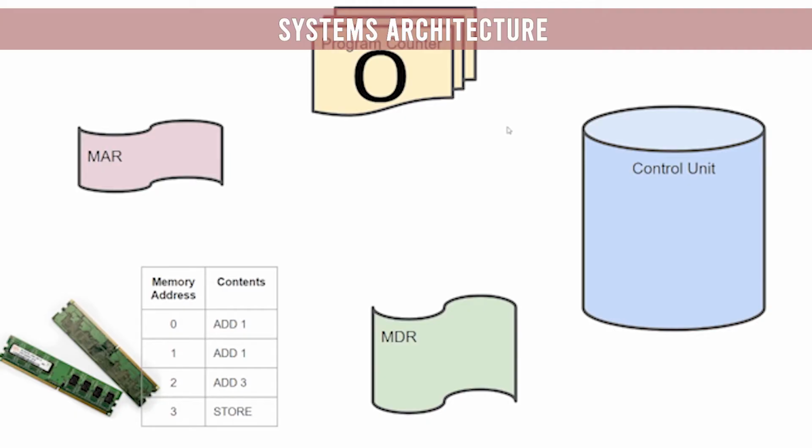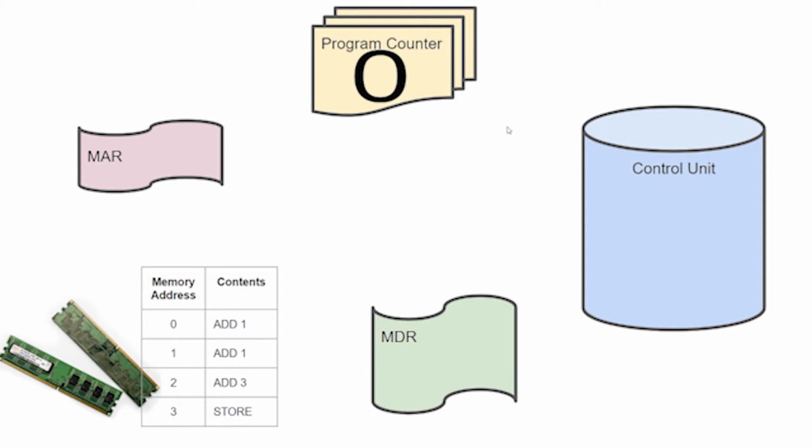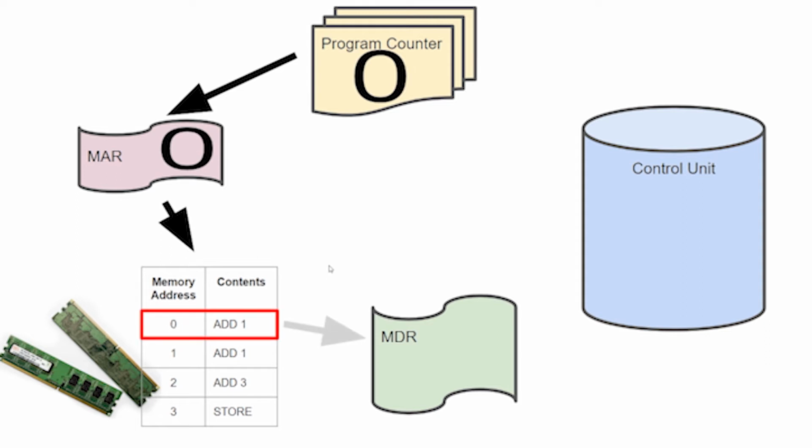Okay, so you might find all of that easier to remember if we have a look at this animation. So you can see here that the program counter is set to 0. That's because in computer science, computers start counting from 0 rather than 1. Okay, so the program counter is going to pass this value to the MAR, the memory address register. Okay, so that 0 has been passed, and the memory address register knows to go and look this up from the RAM's memory address at 0, and the contents of that are add 1.